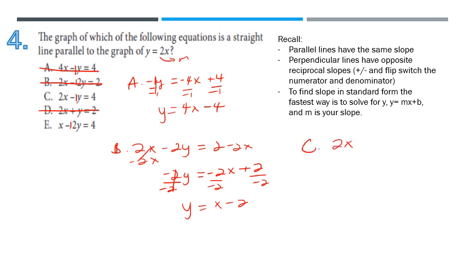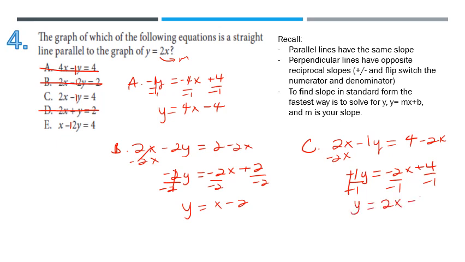So we have 2x minus 1y equals 4. So we're subtracting 2x, left with negative 1y equals negative 2x plus 4. Divide by negative 1. Positive 1. So y equals positive 2x minus 4. Oh look, our m is 2. Yay! So our answer has to be C.